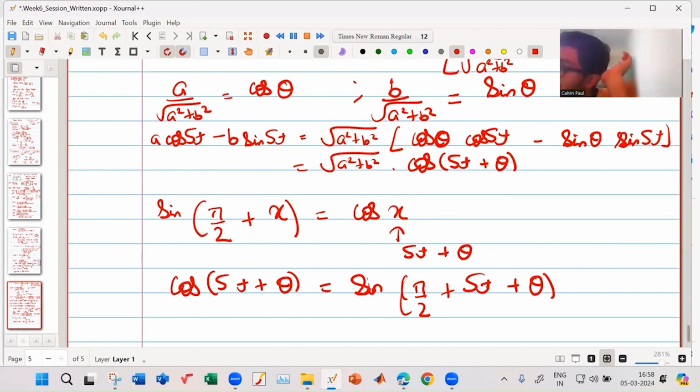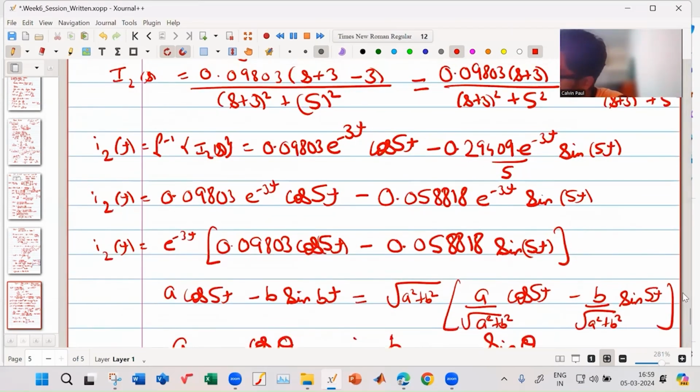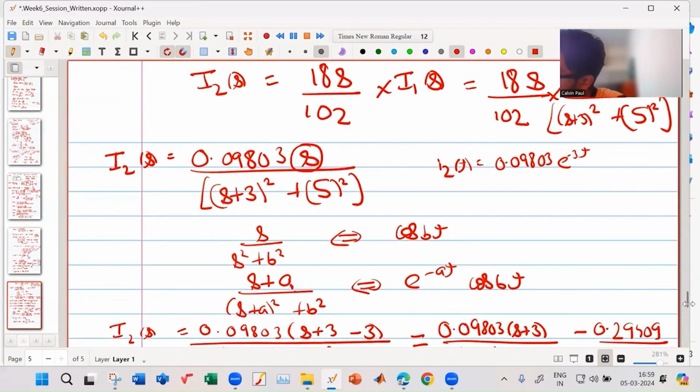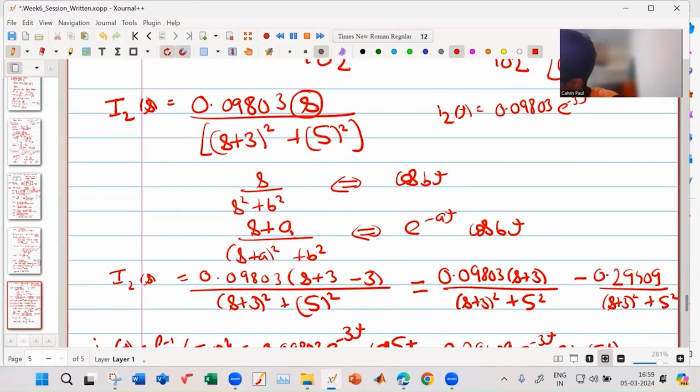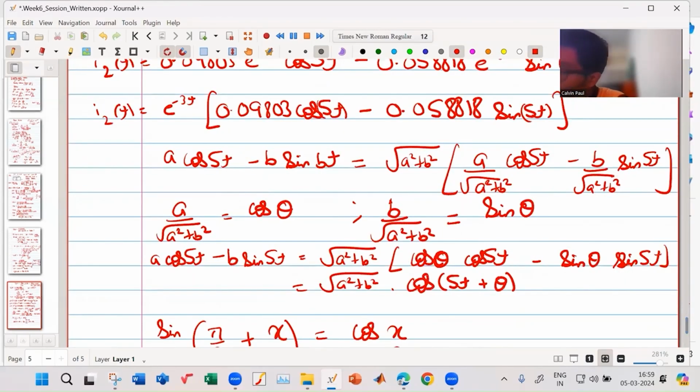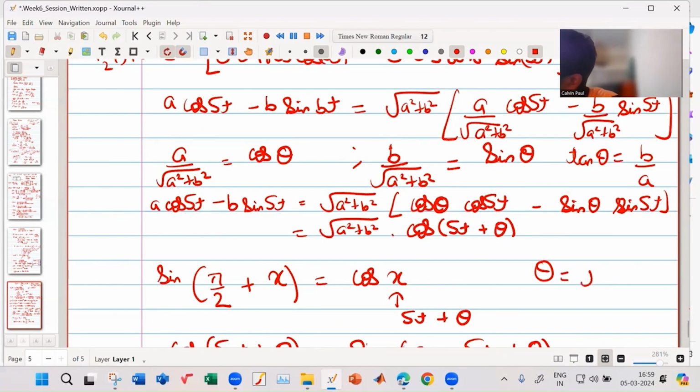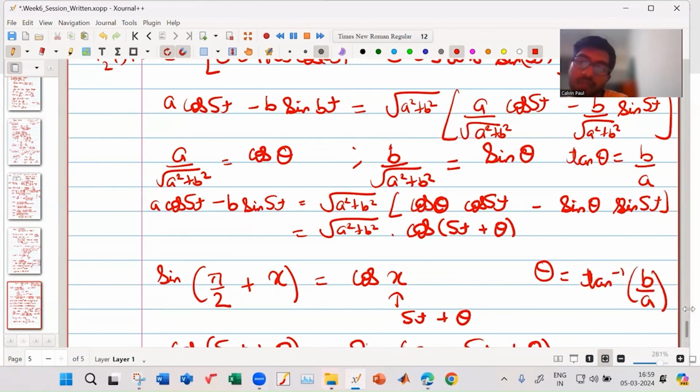And what will be my theta over here? My theta will be, if you see over here, a upon square root of a square plus b square is cos theta, b upon square root of a square plus b square is sine theta. So my tan theta will be equal to sine theta upon cos theta, that is equal to b upon a. So this means my theta is equal to tan inverse of b upon a.